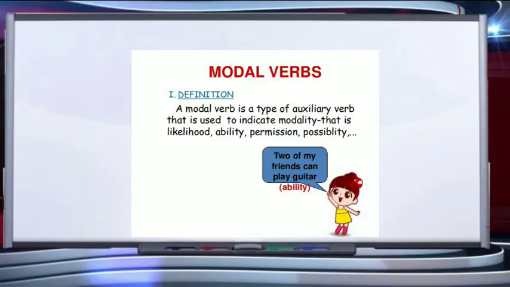Now children, what are modal verbs? A modal verb is a type of auxiliary verb or a helping verb that is used to indicate the modality, that is the likelihood or the ability or the permission or the possibility. For example, it is given in the picture, two of my friends can play guitar. Now, over here, can shows the ability of a person to do something. Two of my friends can play the guitar.